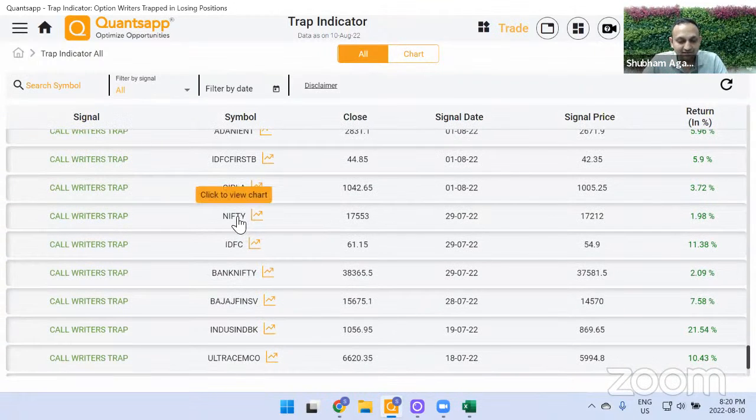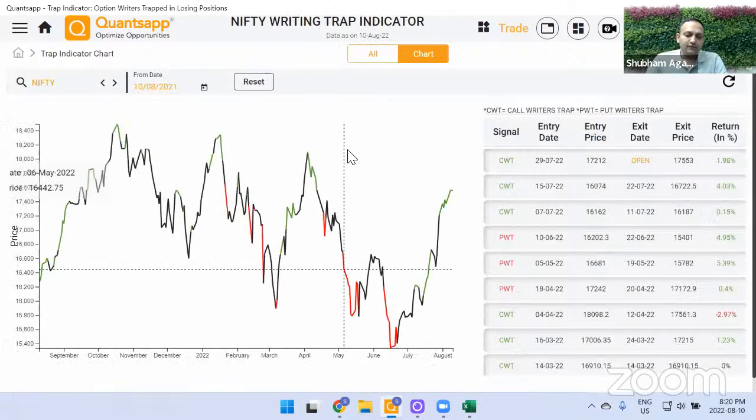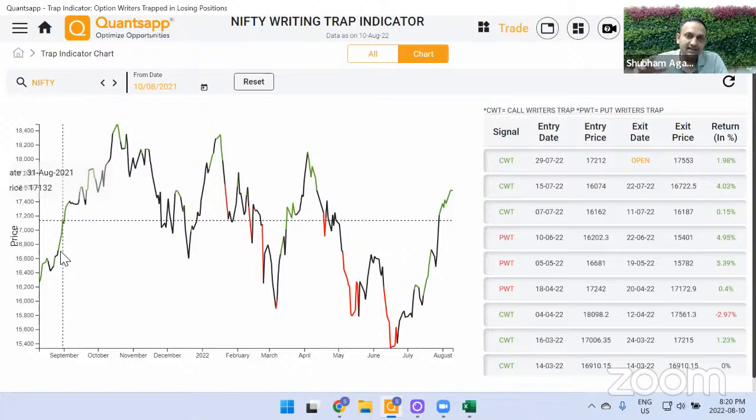So my interest will be more on Nifty. Let me open the Nifty chart and explain in more detail how it looks. If you look at the Nifty chart now, this is the kind of chart that we plot, where you see that there are three colors. The first color is green. Whenever it is in green, that is the time when the indicator is telling you that you should be buying.